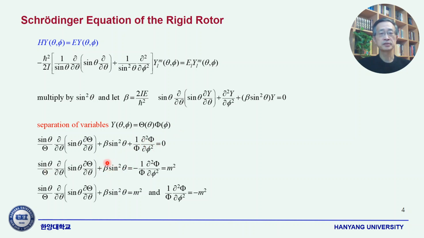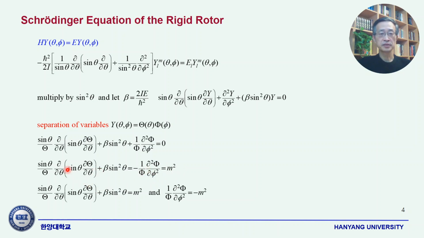So this part is the theta part only, and this is in phi only. The two parts have different independent variables. Then what we can expect is that those two are equal to a constant. So we adopt a constant m squared, which will make the later derivation simpler.